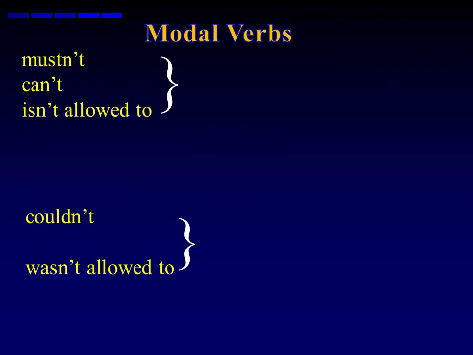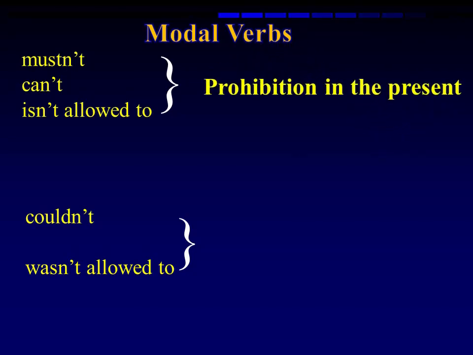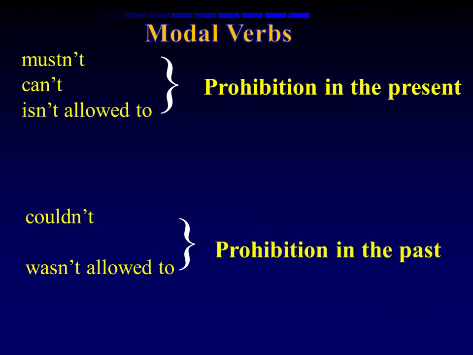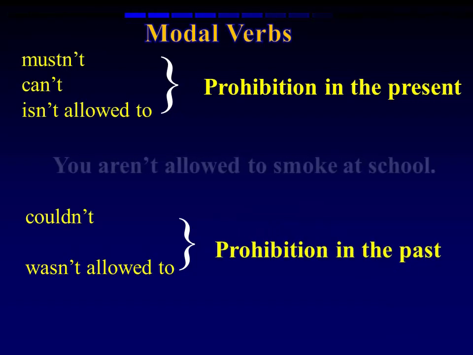What about these modal verbs? Mustn't, can't, isn't allowed to. We use these modal verbs to talk about what? Prohibition in the present. If we want to ban or forbid or prohibit something in the present, I should use one from these modal verbs. What about couldn't and wasn't allowed to? As you notice, these words are in the past, that's why we use them to talk about what? Prohibition in the past.